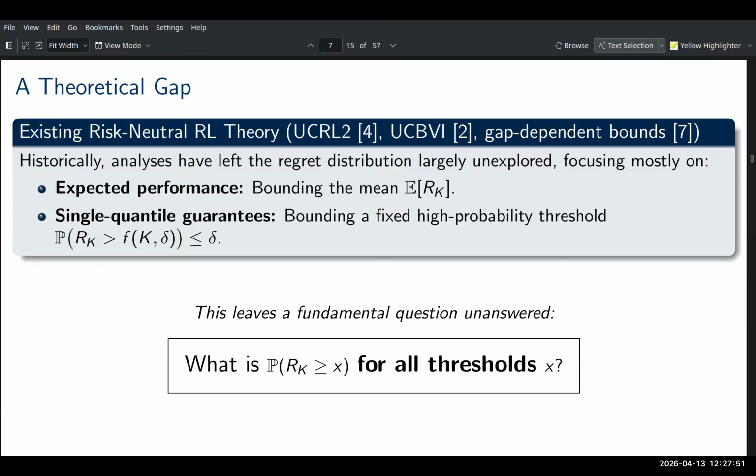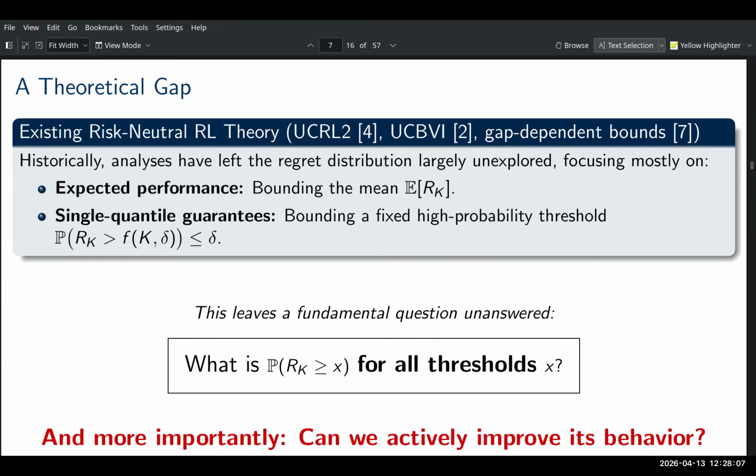So what we are asking is this. What is the probability that the regret is greater than or equal to x for all x larger than the mean? I'm not looking at the expected value anymore. I want to have a better characterization of the tail distribution of my regrets. And if I want to improve it, is there a way for me to mitigate that? Can I just change my algorithm a little bit to get a better tail behavior?